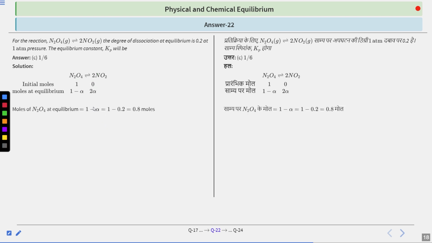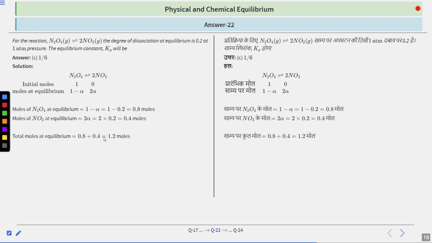Now the total moles at equilibrium will be the addition of these two, which is 1 minus alpha plus 2 alpha. So now moles of N2O4 will be 1 minus alpha, and we will put the value of alpha 0.2 here. Similarly, moles of NO2 will be 2 alpha, which is 2 into 0.2, that is 0.4 mole.